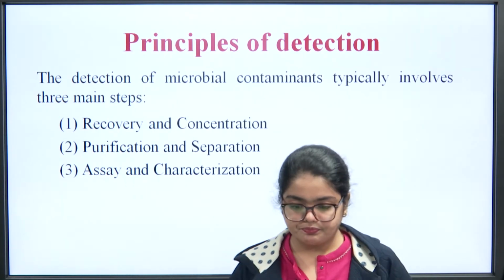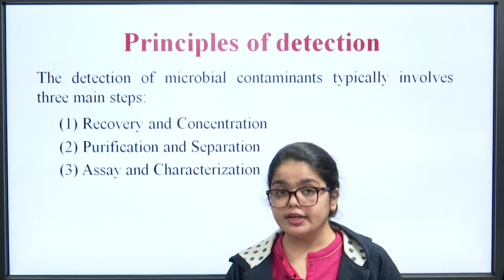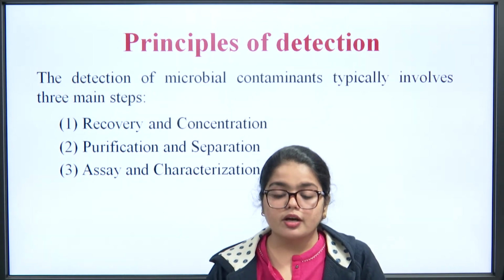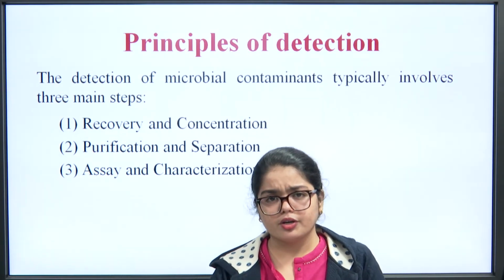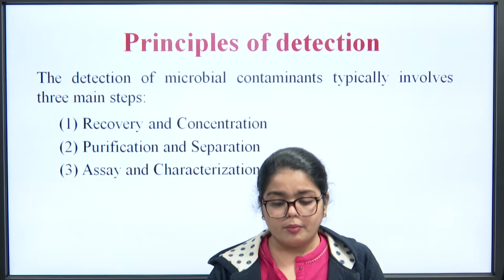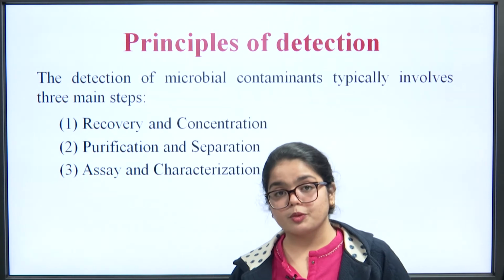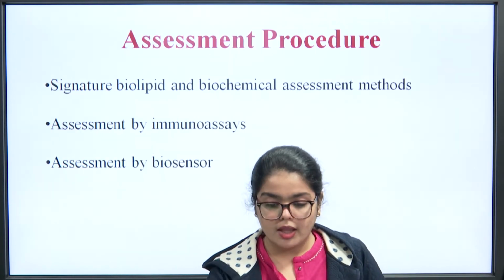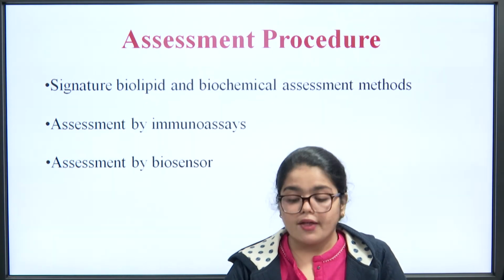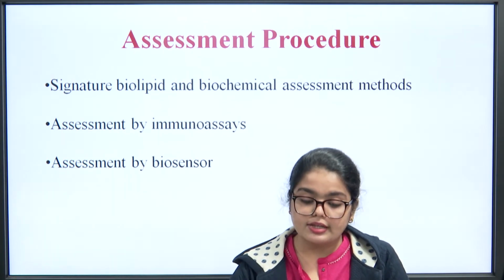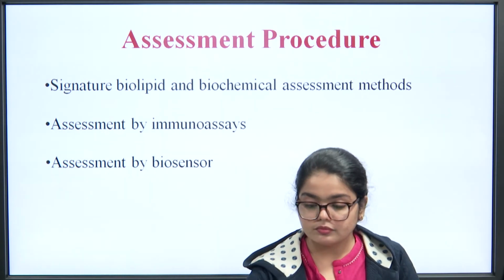Coming to the next slide. Here it talks about the principles of detection, how we can detect the contamination. It could be recovery and concentration, purification and separation. By purifying the product, we separate out the contaminant, or by assay and characterization, by doing the assay and then finding out whether the particular characters are present in it or not. Then there are the assessment procedures. First is signature biolipid and the biochemical assessment methods. Then assessment by immunoassay, then assessment by biosensor.